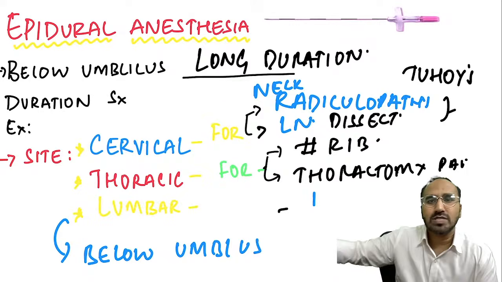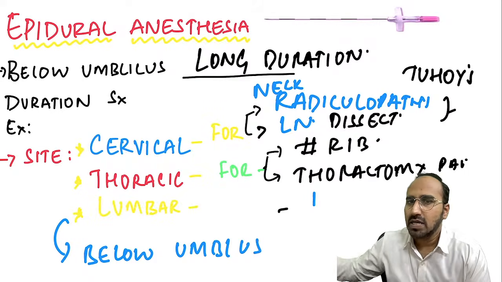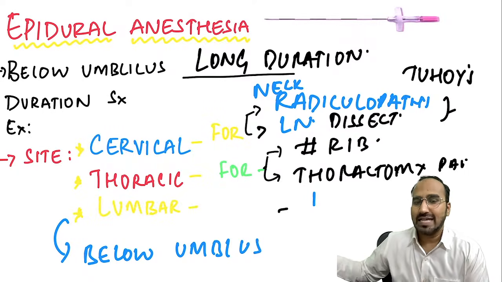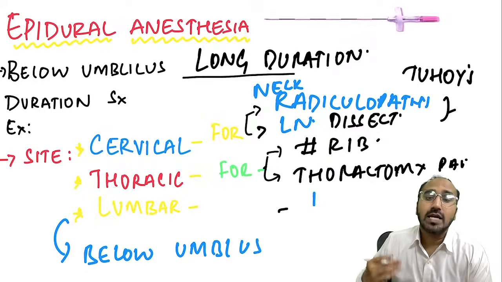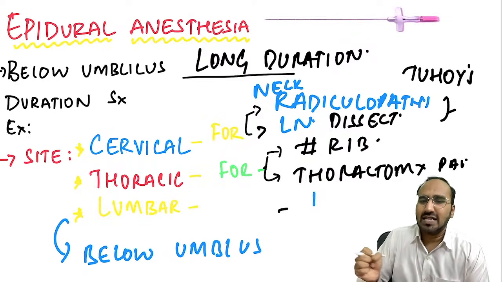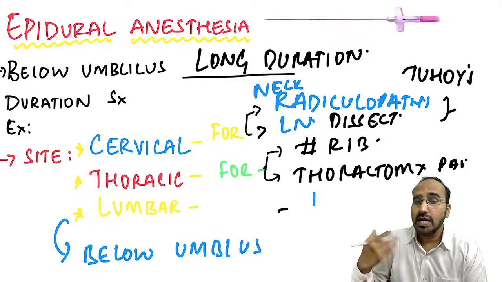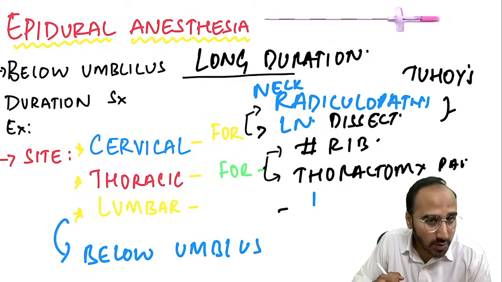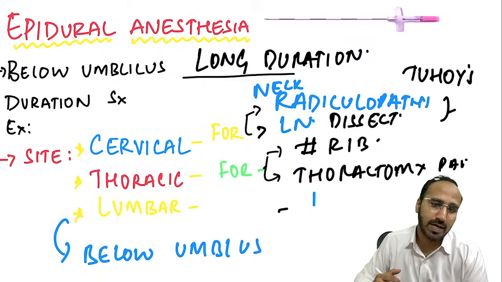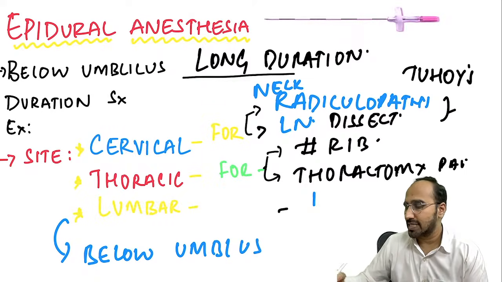Imagine a patient who has a rib fracture. He underwent some rib fracture management, okay? But he is having severe pain. Why? Because with a rib fracture, while inhaling and exhaling, the ribs move and he will have pain. So at that time, if you want to reduce the pain, you can give a thoracic epidural. For thoracotomy pain, you can use thoracic epidural.